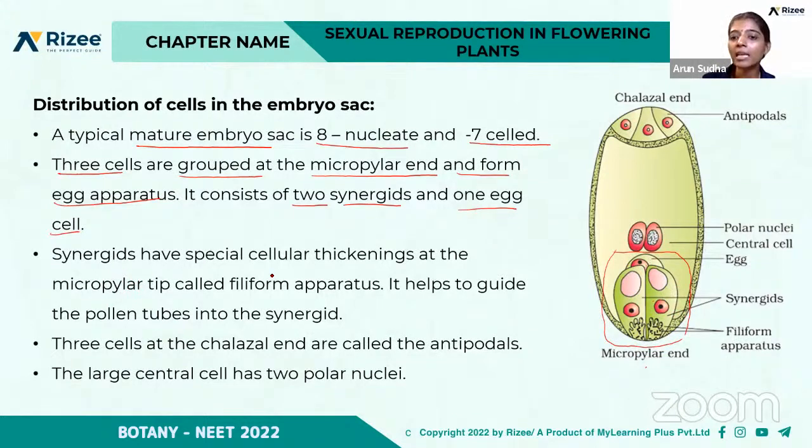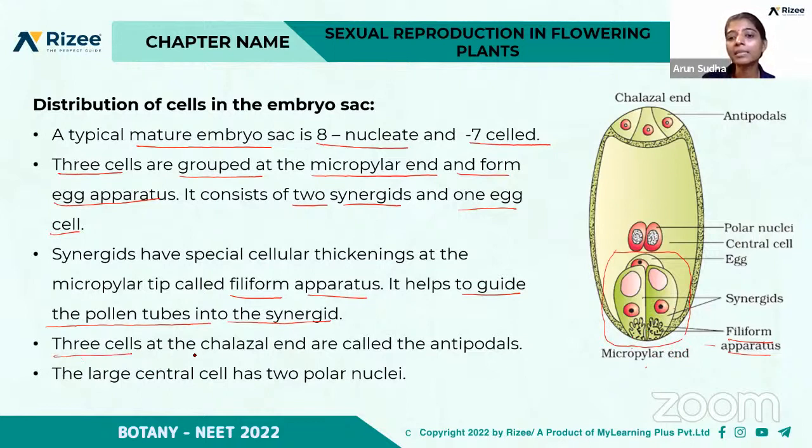The synergids have special cellular thickenings at the micropylar tip. It is called the filiform apparatus. This is the filiform apparatus present at the micropylar end. The main purpose of the filiform apparatus is to guide the pollen tube into the synergid. The pollen tube must enter the ovule to fuse with the egg. In most cases, the entry of the pollen tube is only through the micropylar end, guided by the filiform apparatus.